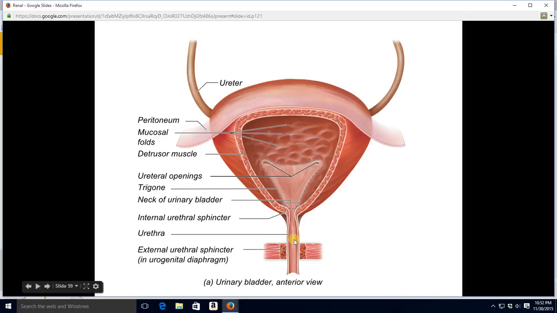The urethra in both boys and girls has to pass through a skeletal muscle layer called the urogenital diaphragm, which is this rectangle here, and we'll talk more about it in a second. The urogenital diaphragm contains a little ring of skeletal muscle encircling the urethra. That ring of muscle in the urogenital diaphragm is the external urethral sphincter, which is your mostly voluntary urethral sphincter. All right, cool.